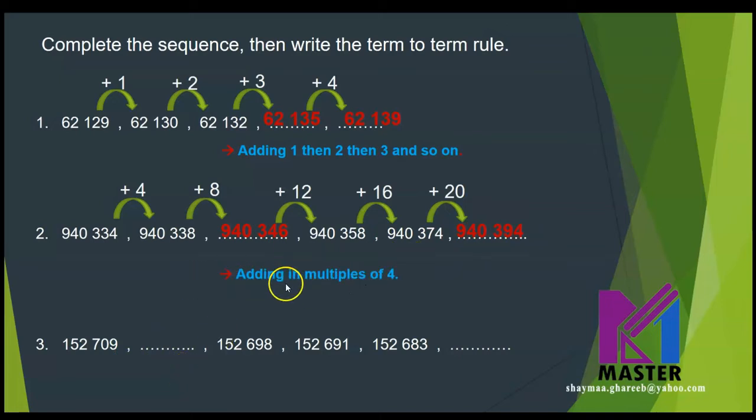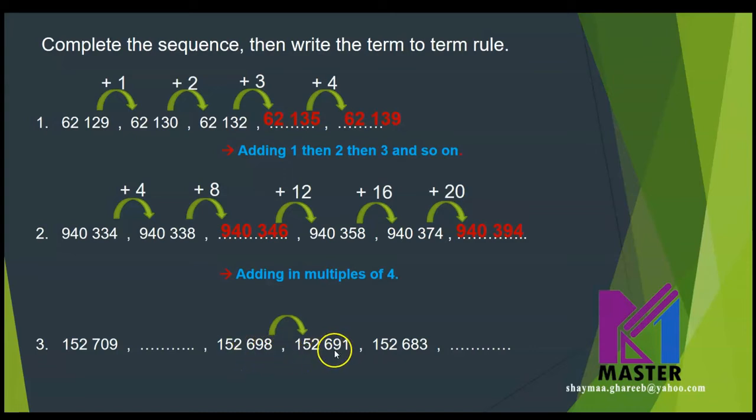So the term-to-term rule for this sequence is adding multiples of 4. 4, 8, 12, 16, 20 means multiples of 4. So I add multiples of 4. Now let's check the next sequence. I have these two terms. So I will start from here to know what's going on in this sequence.